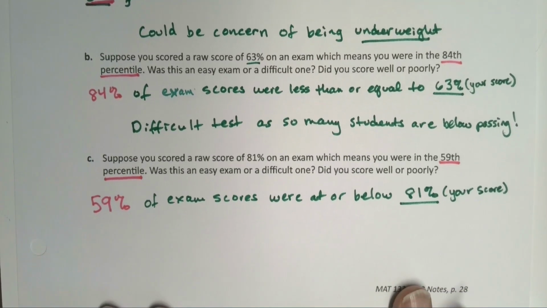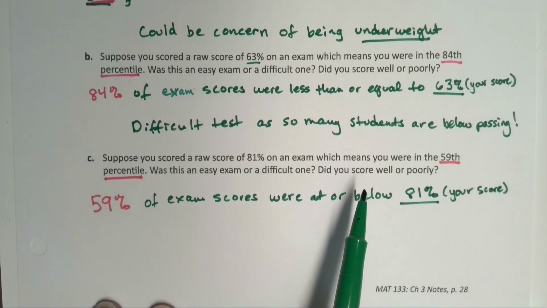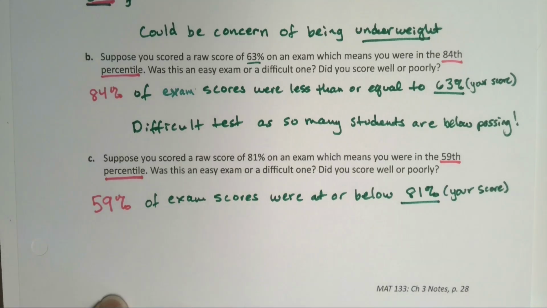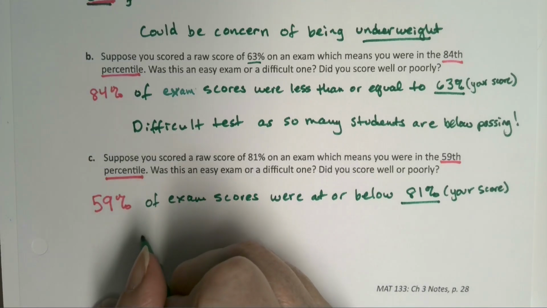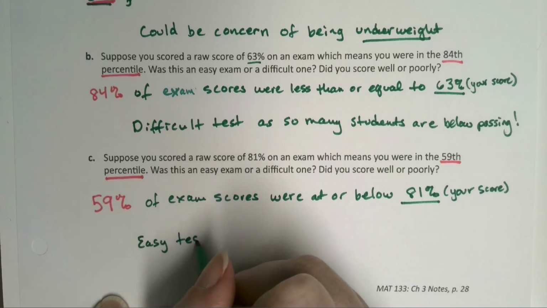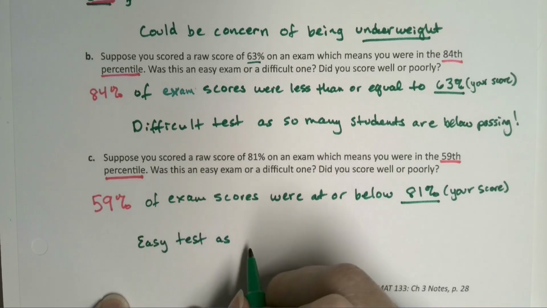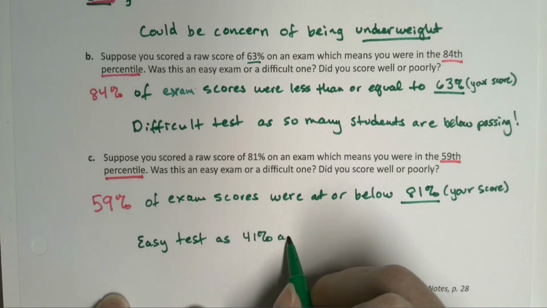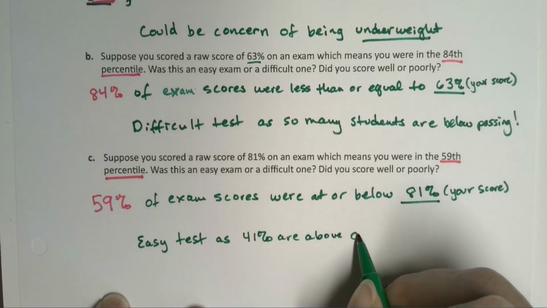Okay, so did you do well or did you do badly? Right? And was this an easy test or a hard test? Well, this test was easier because, well, think of it this way. 41% are scoring above 81, right? So 41% of the class, not half the class, but a lot of the class scored well above 81. So this was an easy exam, as 41% are above a score of 81.